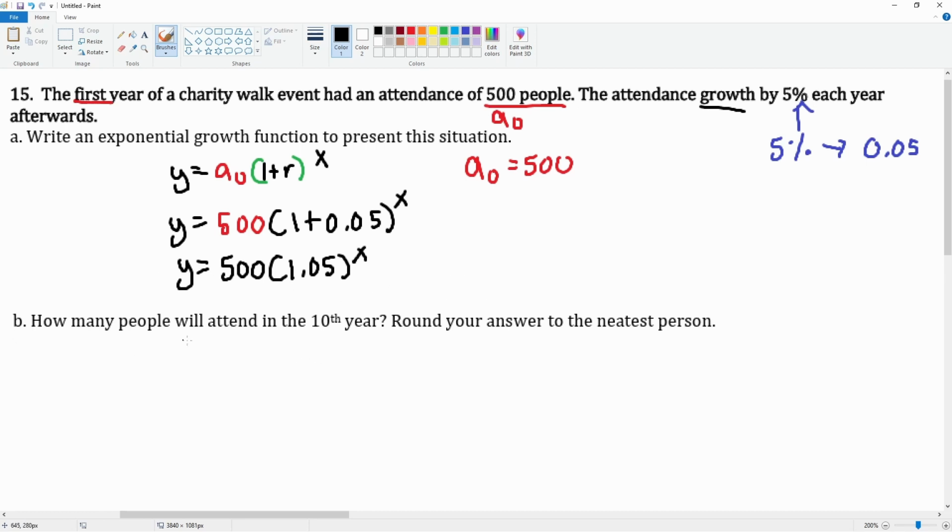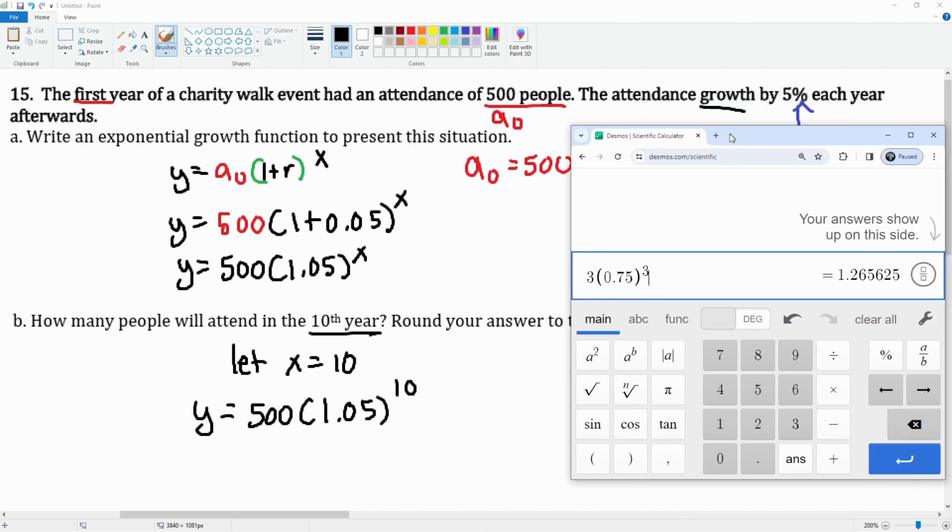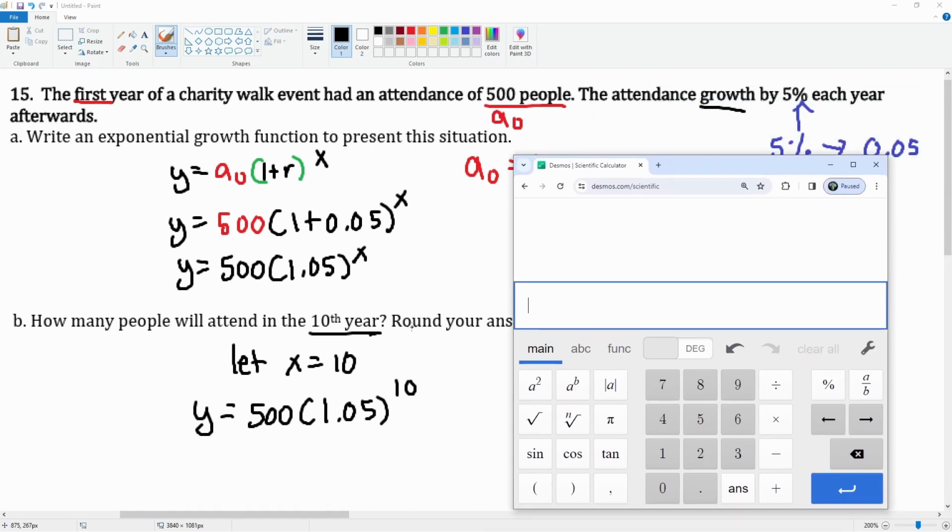Here it says how many people will attend in its 10th year. Well, 10th year means let x be equal to 10. So y is equal to 500 times 1.05 to the exponent of 10. Make your life easy and just plug it into decimals, okay? So in decimals, I put in that 500, I put a parentheses, 1.05, I close the parentheses, and I bring it to the power of 10. Okay, that becomes 814.4.